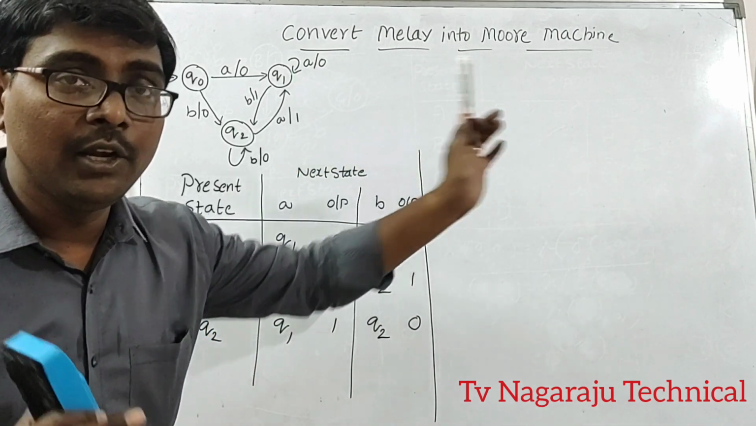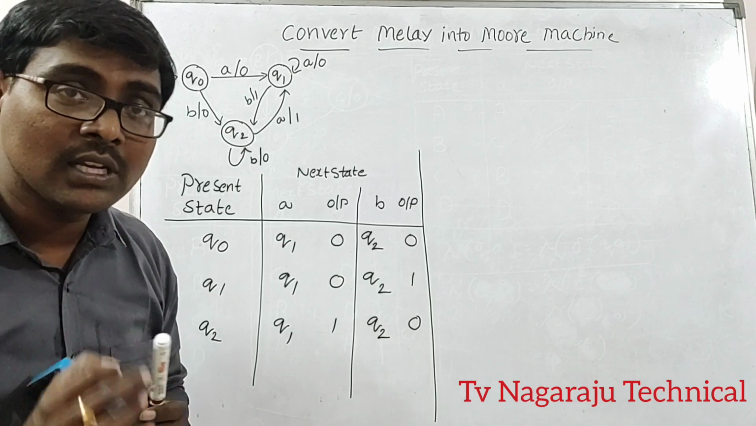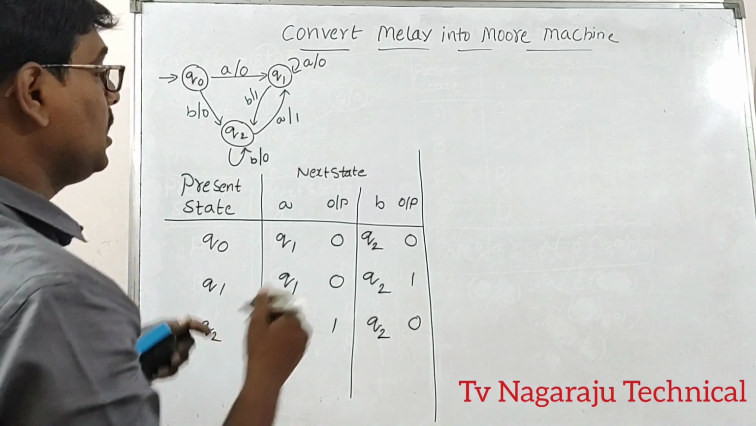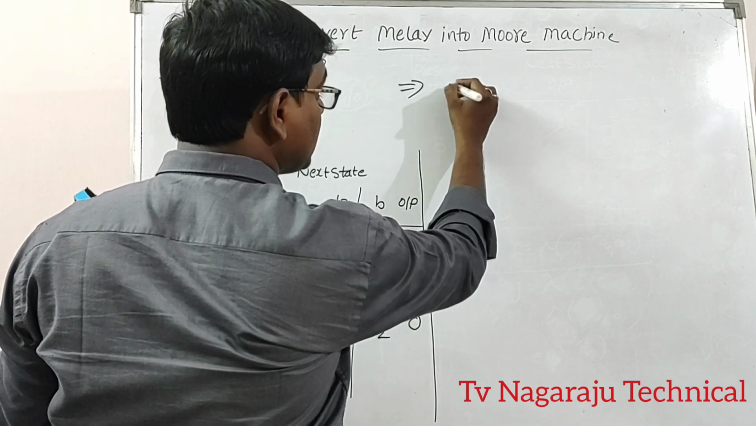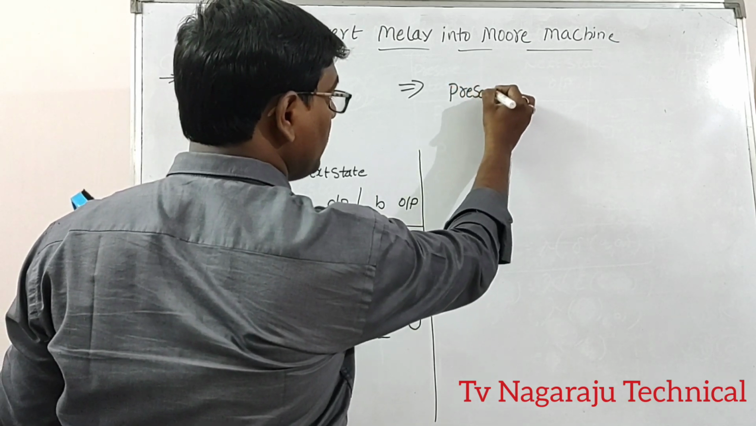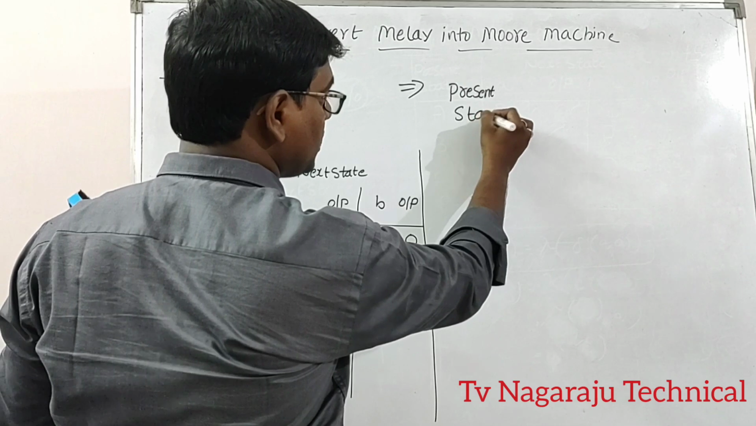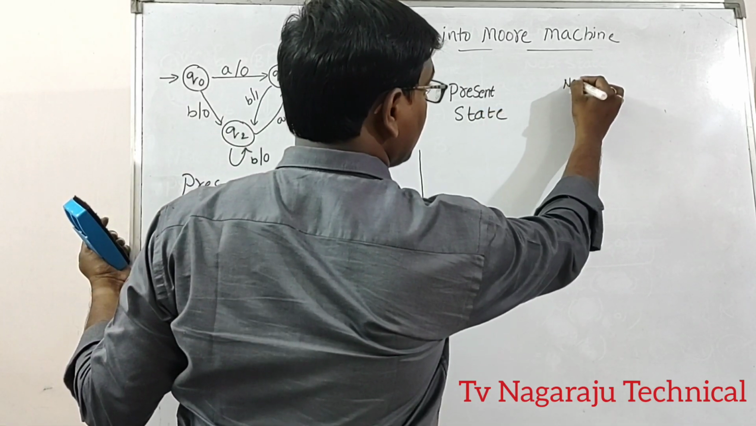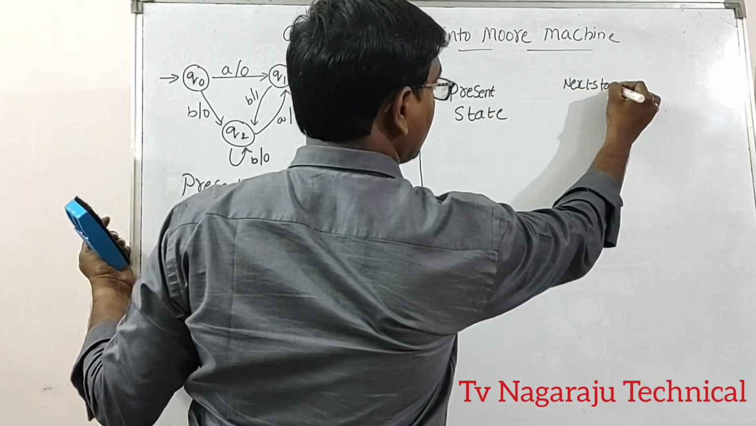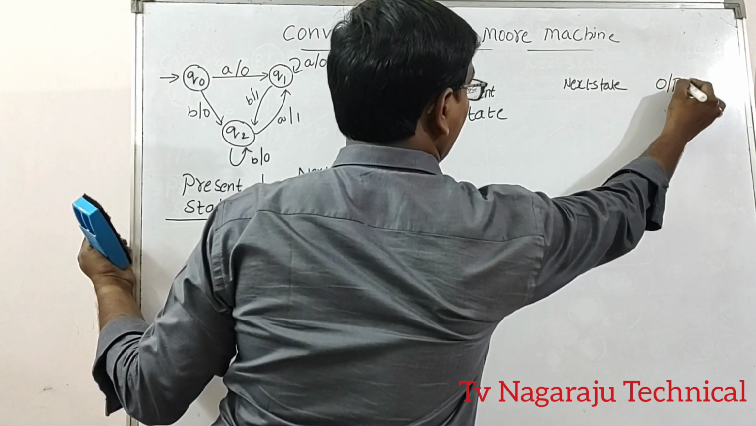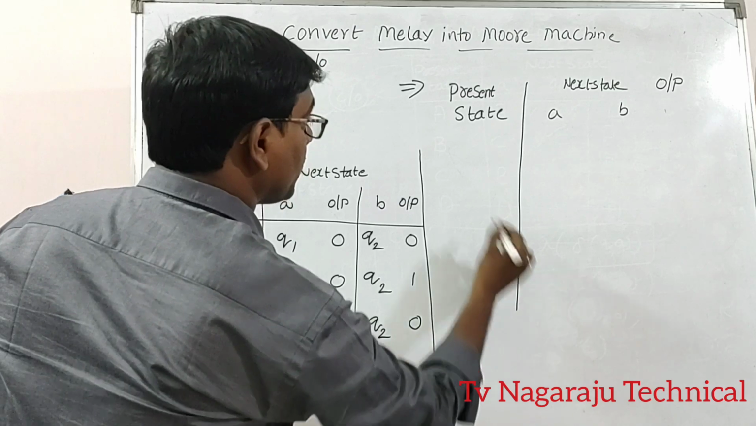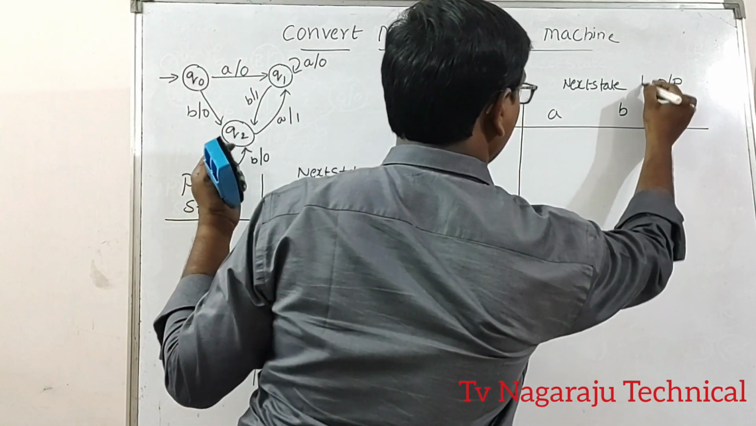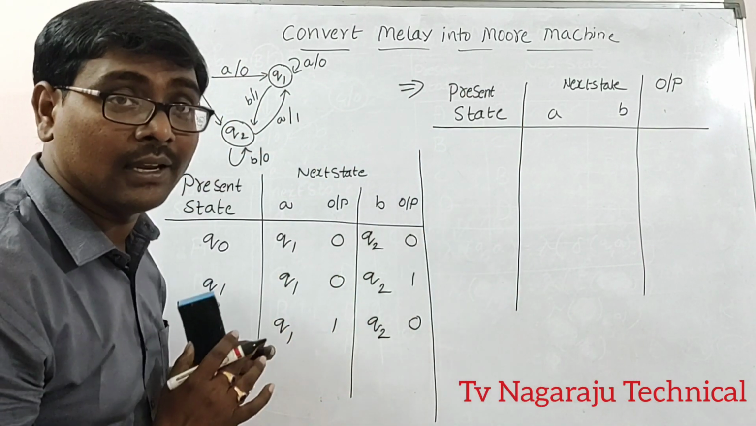To convert into Moore Machine, you know the structure of the Moore Machine. So what does the Moore Machine consist of? Present state. It is very easy. Present state and then next state along with output, with input A and input B. Okay, this is the skeleton.